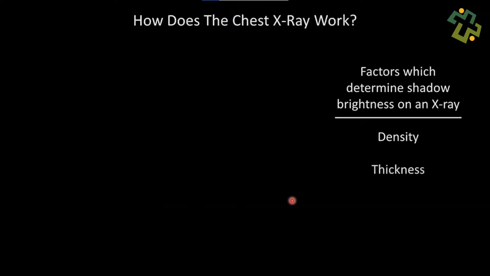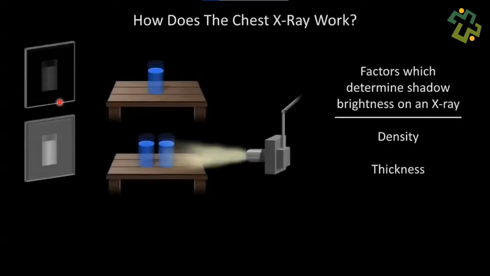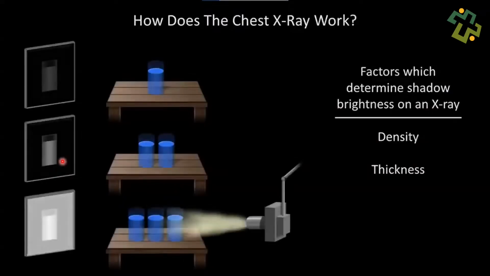So the next factor which determines shadow brightness is the thickness of the structure being X-rayed. Now, if we take a single relatively thin glass of water and expose it to X-rays, most will pass through, resulting in a very dark image on the film. If instead of one glass of water, we lined up two glasses in a row and shoot X-rays through both, twice as many will be blocked. The resulting image will therefore be more gray because the specific part of the film corresponding to the shadow of the glasses has been relatively less exposed.